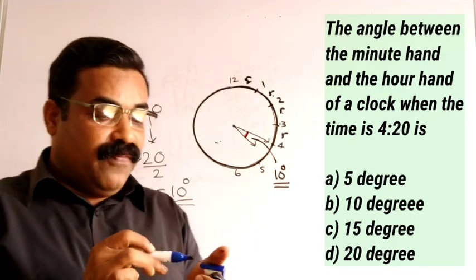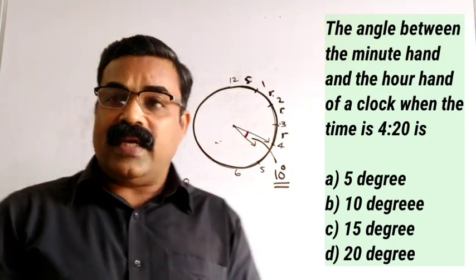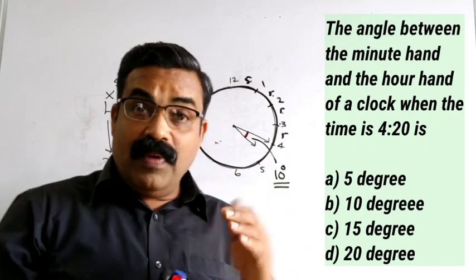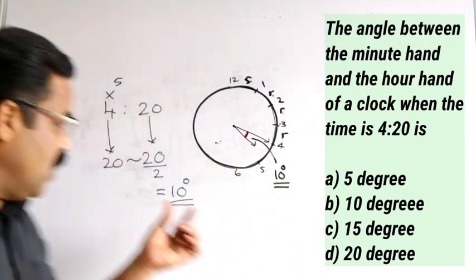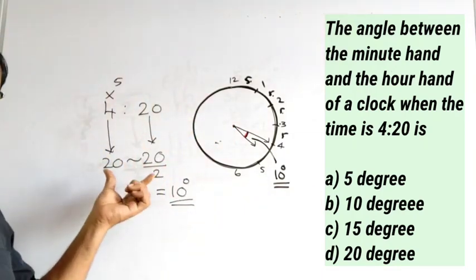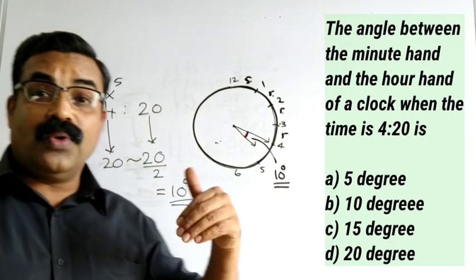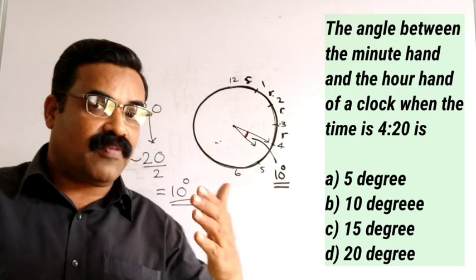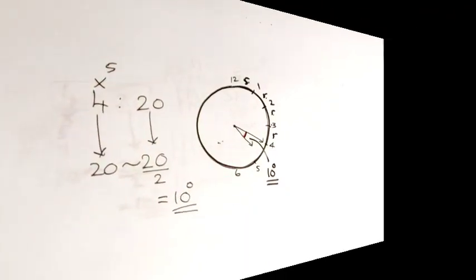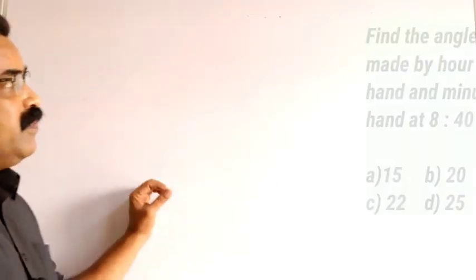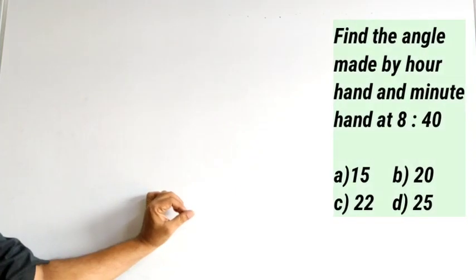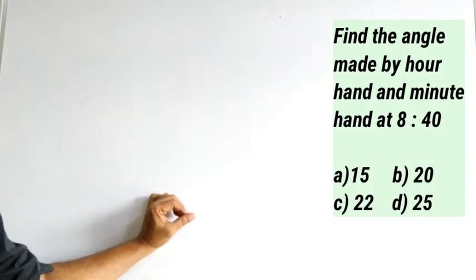Okay. So now not every question will give you a number like this. There will be some difference between the minutes. Here we have 20 and 20, the same number. But there will be some questions where you will have different numbers. So we'll go to a second type of question. Kindly note it. So here is your question: find the angle made by the hour hand and minute hand at time 8:40.